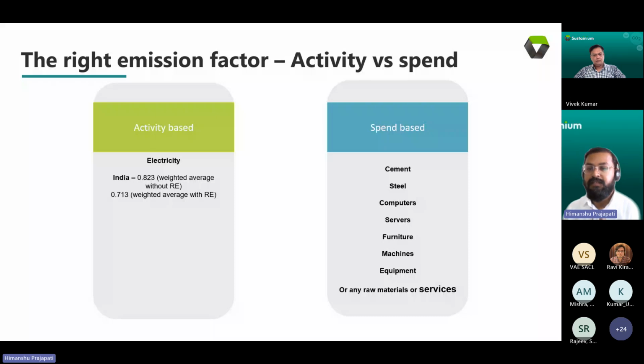And this is released year on year, so you can also calculate your emissions based on spend. So it's very important that people know that spend based calculation is also possible, not just activity based. Knowing the right emission factors is really important.